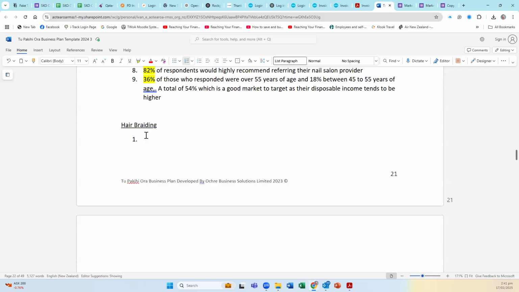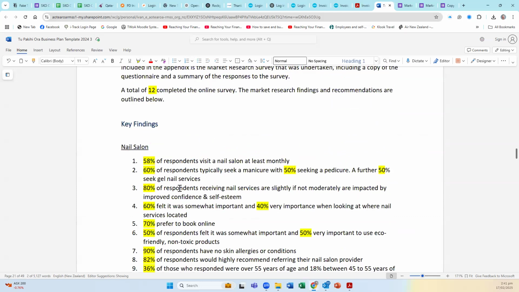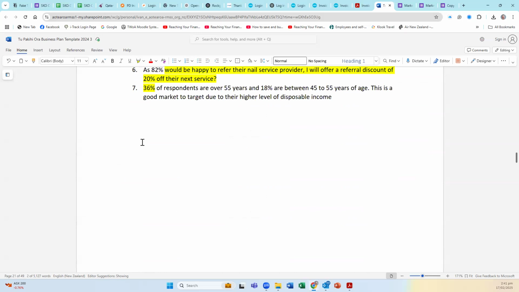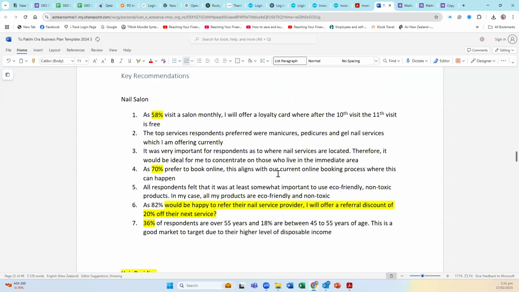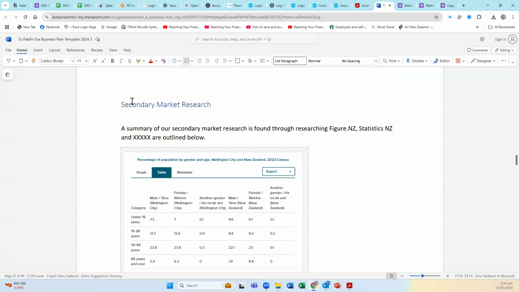Now, all you guys need to do now is the hair braiding. For the recommendations, but also for the findings. Oh, yes, it is for the recommendations, but for the findings as well as the recommendation. So it's both. So I'll leave that for you guys to do. The next part is going through the secondary market research.